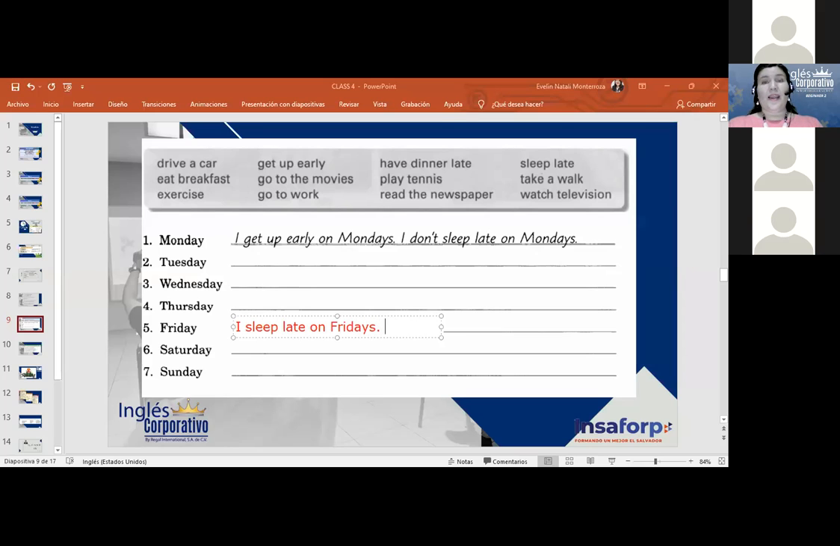I sleep late on Fridays, and, let's say, I don't get up early on Fridays. This is just to invent two sentences. Okay, I have two phrases here. I sleep late on Fridays. I don't get up early on Fridays. So choose one day and choose two activities. Create one affirmative sentence and one negative sentence. Okay, go ahead on your notebook.